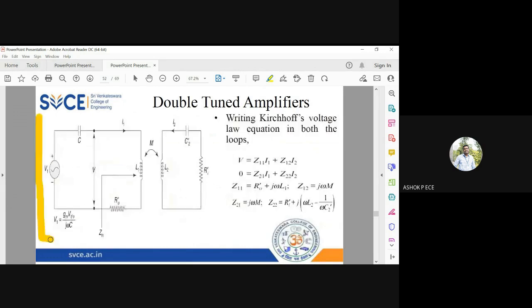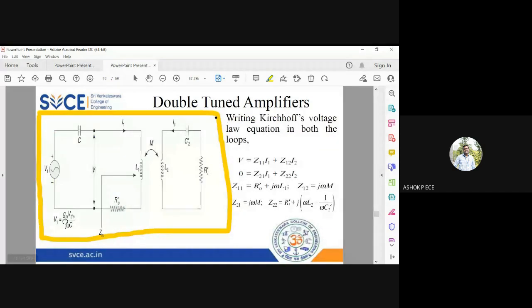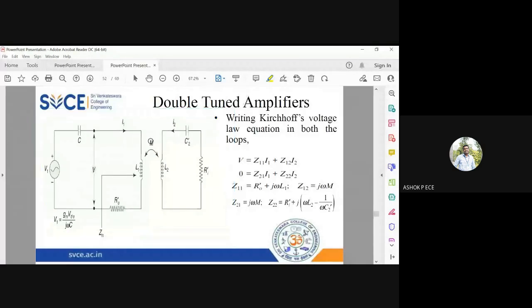Very, very important circuit. So you see, V1 is gm B'E by j omega C, in series with capacitance, in series with L1, in series with R0 dash. On the secondary side, L2, C2 dash, Ri dash. So this is the final simplified circuit of the output side. And V1 is this voltage, and whatever is entering your transformer is going to be capital V.